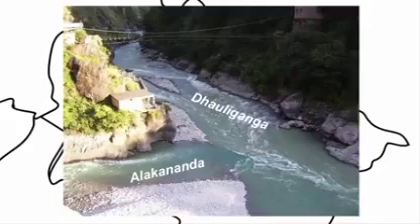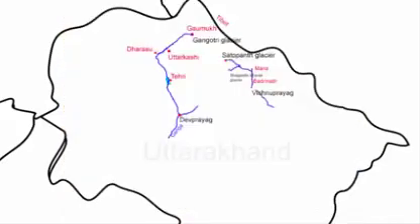This is the place where Dhauli Ganga river and Alaknanda river meet. Dhauli Ganga river originates near Nanda Devi National Park. It joins the Alaknanda river near the town of Vishnuprayag. So always remember, this is the first of the Panchprayag.